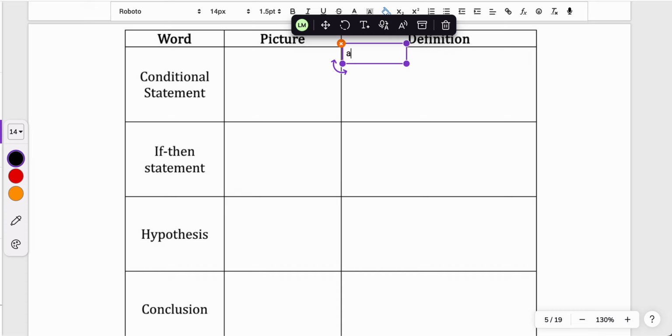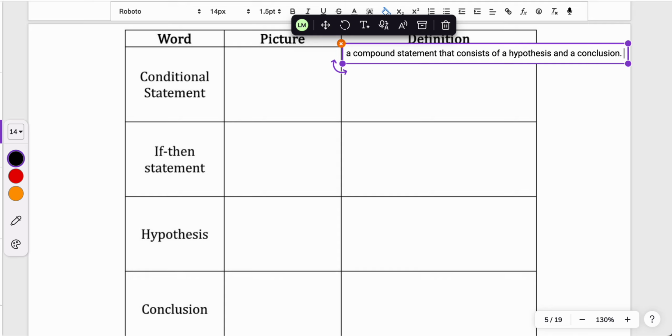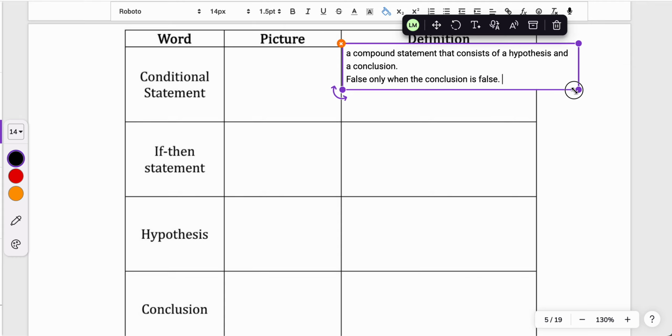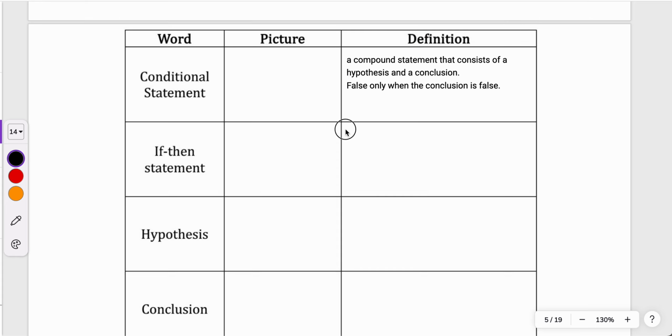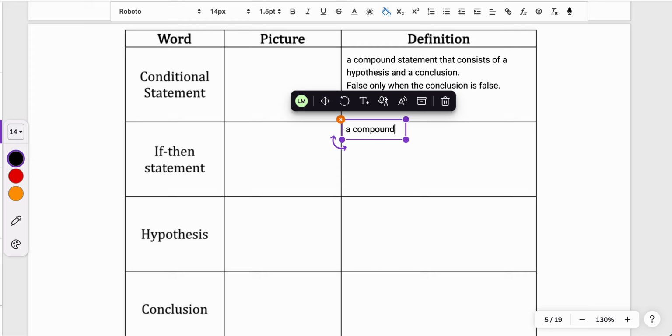So, a conditional statement is a compound statement that consists of a hypothesis and a conclusion, and it is false only when the conclusion is false. Okay? So I don't have a picture or an example for you yet, but we'll talk about it here in a minute. An if-then statement is a compound statement of the form if P then Q.